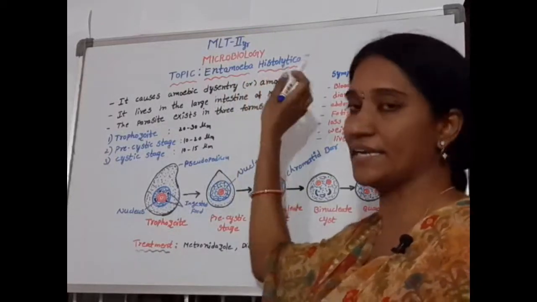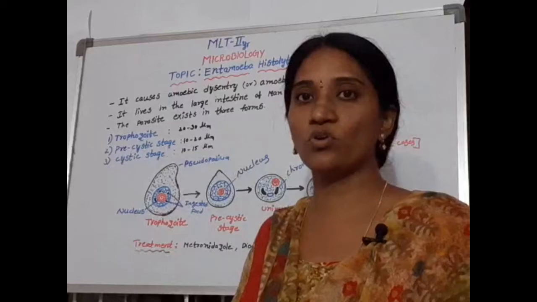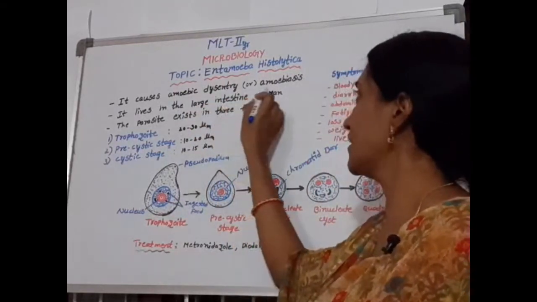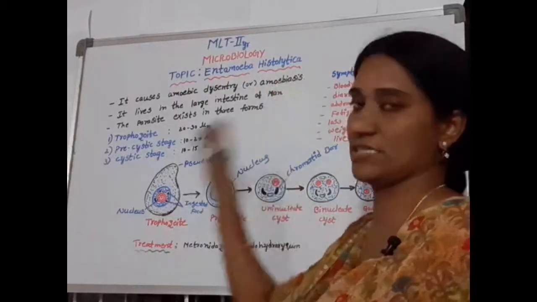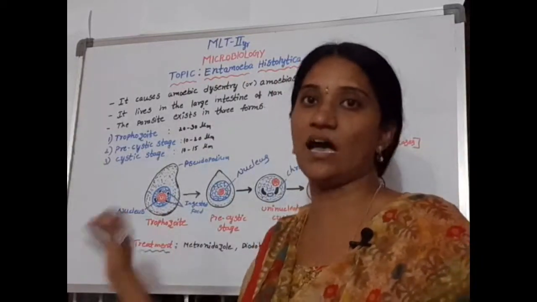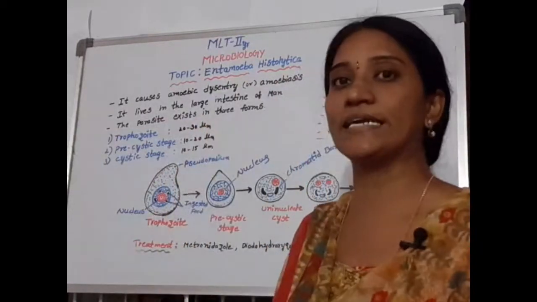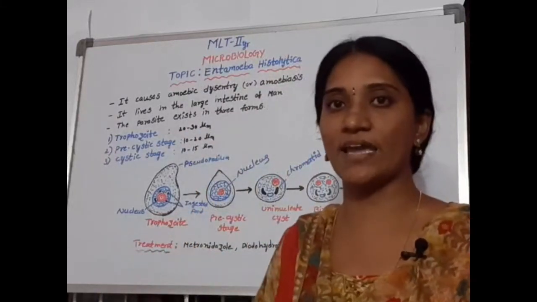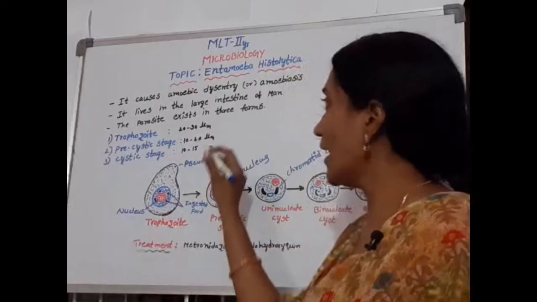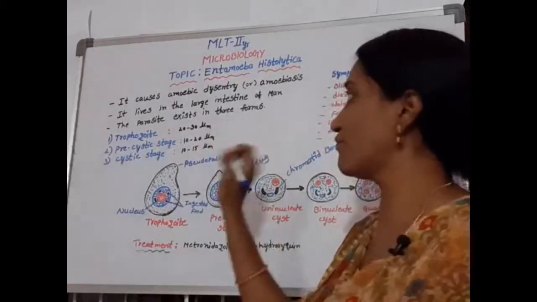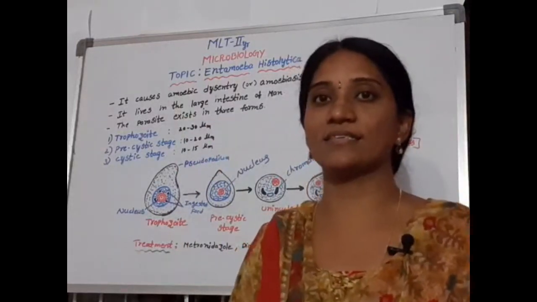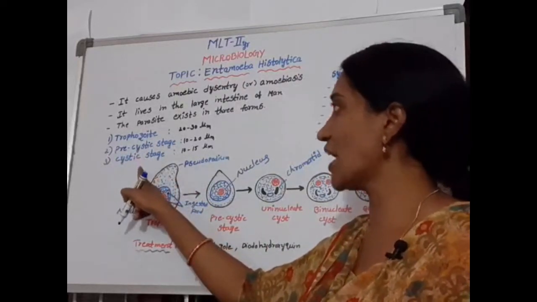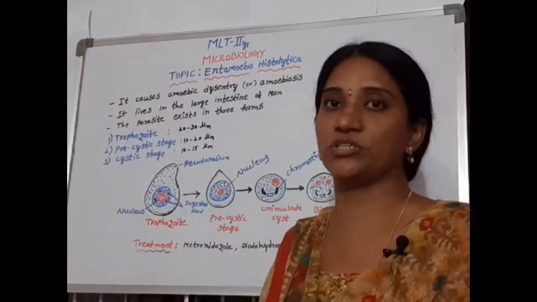Entamoeba histolytica is a protozoan parasite. It causes amoebic dysentery or amoebiasis. It mainly infects, or lives in, the large intestine of humans, and it exists in three forms: trophozoite, precystic stage, and cystic stage.